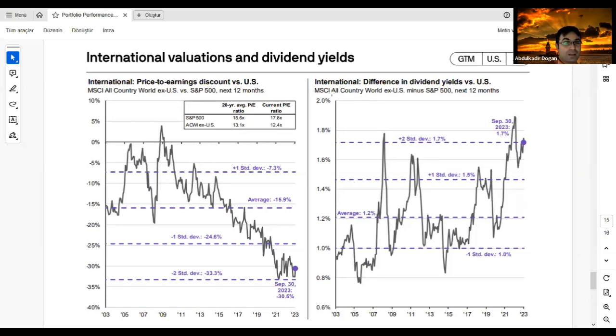On the right-hand side, as you see, the difference in dividend yield with the United States, dividend yield is good. Look at this explanation: MSCI all country world excluding United States minus S&P 500, meaning that I'm excluding the United States from the all-world index, then I'm spreading this index from the United States, but the dividend is good. Dividend means that every year I'm taking approximately 2% of dividend from my investment, independent from the price performance of the stock in the stock exchange. I'm getting this dividend yield each year.